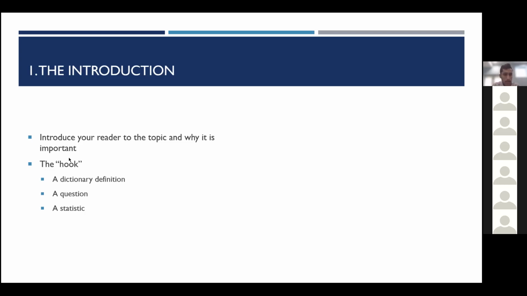Now, the next part is the hook. Now, a hook is basically the first sentence of your introduction that will grab the reader's attention, right? Maybe it's a statistic that's really surprising or startling. Maybe it's the definition of one of the words, right? Maybe if you're writing about mental health, you could write, what is mental health, right? A definition of that, or a question that you ask your reader.